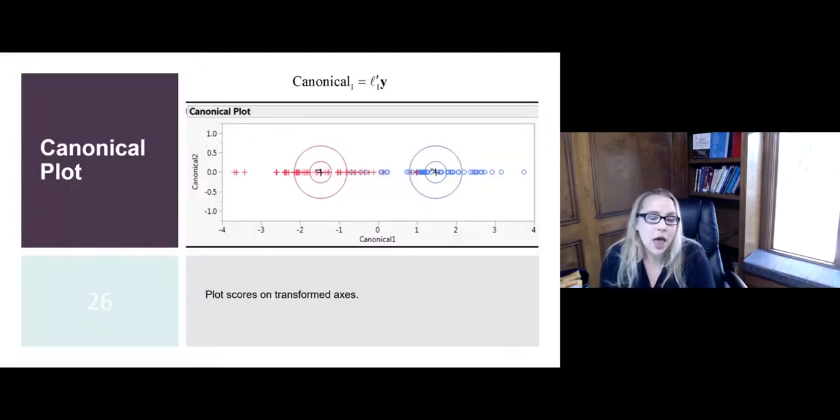One of the outputs from JMP that we would be able to see is the canonical plot, where you plot the scores on the transformed axis. So we have canonical 1, which you can think of as similar to a principal component or a factor, but it's not exactly because it uses a different algorithm. So it is a dimension reduction approach again. This is one dimension in red, and then the second dimension is in blue. And so we then see that we're plotting these observations with the centroids of our two groups indicated with the black crosses.